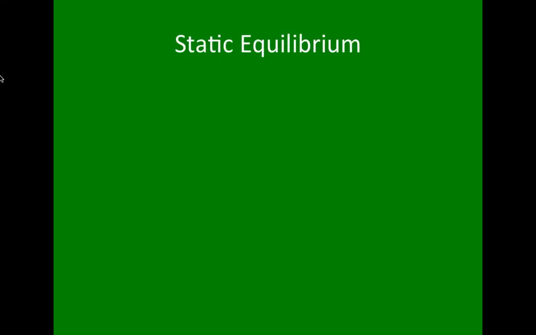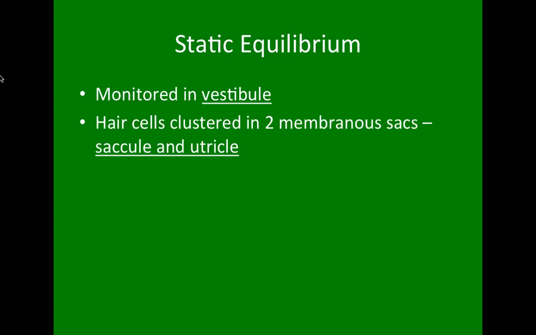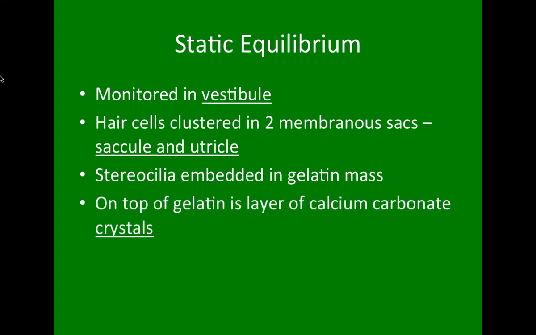Now, static equilibrium is monitored in a slightly different location. It is monitored in the vestibule. Basically, the hair cells are clustered in two sacs that are at right angles or orthogonal to each other, the saccule and the utricle. Again, the stereocilia are embedded in a gelatin mass, but on top of the gelatin layer are some calcium carbonate crystals. Calcium carbonate is basically like seashells, and those crystals sit on top of the gelatin. Now, the combination of the gelatin area plus the crystals is referred to as the otolith.